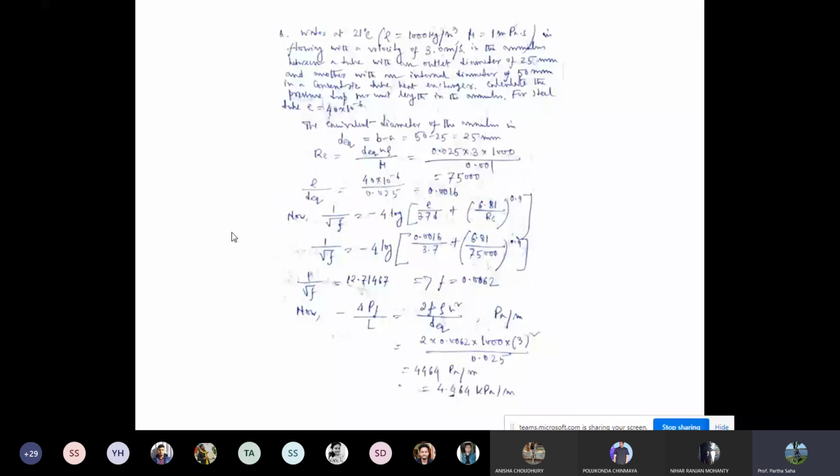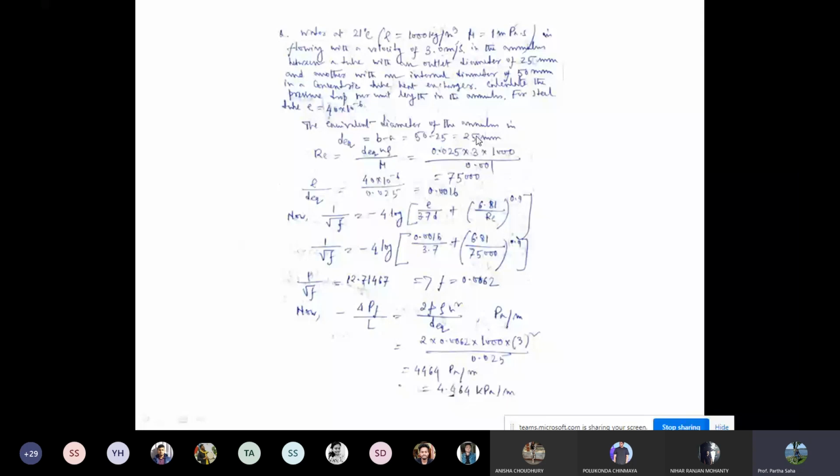Next one is water at 21 C, with density and viscosity given, flowing at a velocity of 3 meters per second in the annulus between a tube with an outer diameter of 25 millimeter and another with an internal diameter of 50 millimeter, in a concentric tube heat exchanger. Calculate the pressure drop per unit length in the annulus. For steel, take epsilon as 40 times 10 to the power minus 6. The equivalent diameter, which I have already shown, will be B minus A, so it will be 25 millimeter.